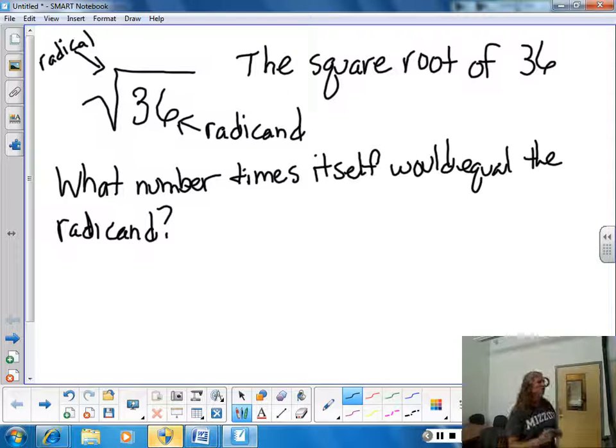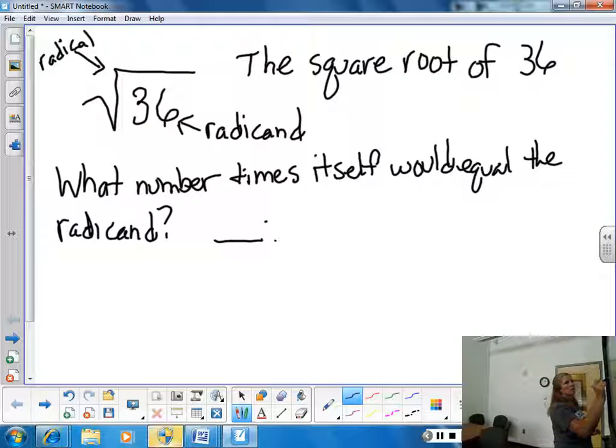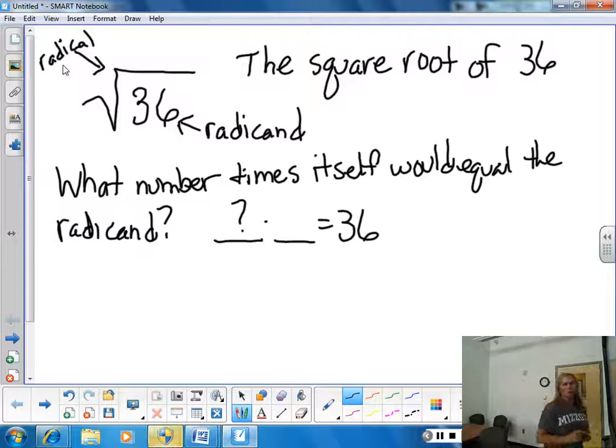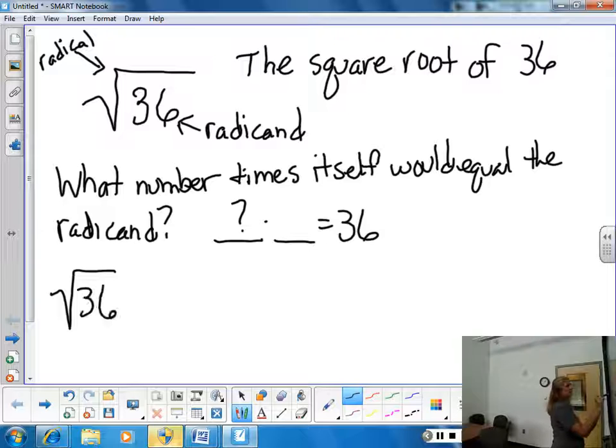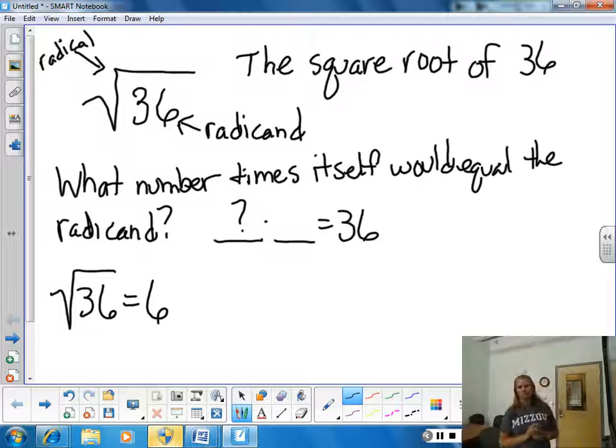So I want you to say this. Some number times itself equals 36. And that's what I want to know. What is that number that we could say some number times itself is 36? I know I can take 12 times 3 and get 36, but that's not the same number twice. I can take 4 times 9 and get 36. Again, not the same number twice. What's the number that times itself gives you 36? And that's 6. So the square root of 36 is 6.